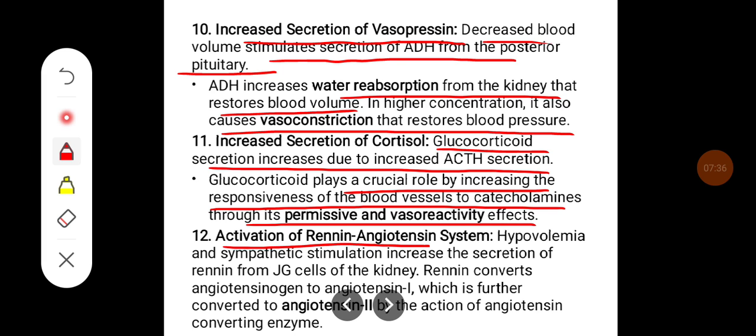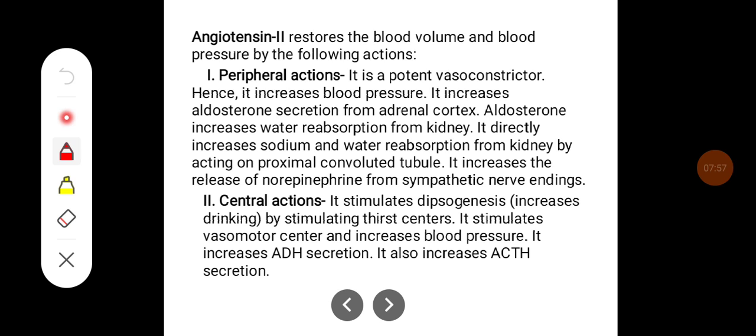There will be activation of renin-angiotensin system. Hypovolemia and sympathetic stimulation increase the secretion of renin from JG cells of the kidney. Renin converts angiotensinogen to angiotensin 1, which is further converted into angiotensin 2 by the action of angiotensin converting enzyme. Angiotensin 2 restores blood volume and blood pressure by the following actions.